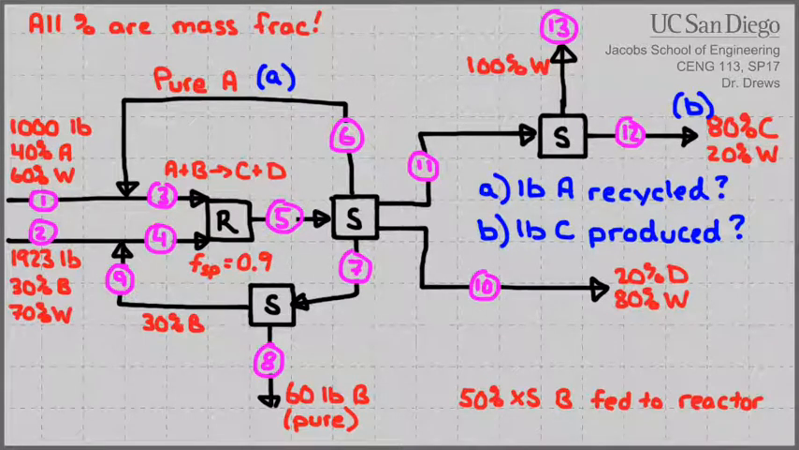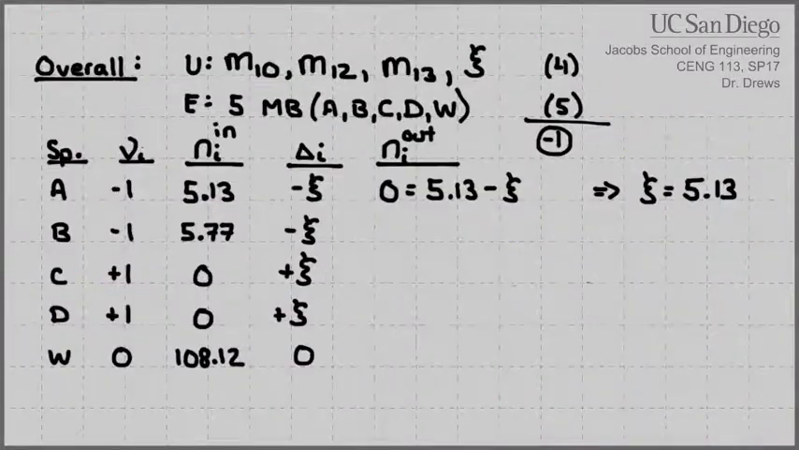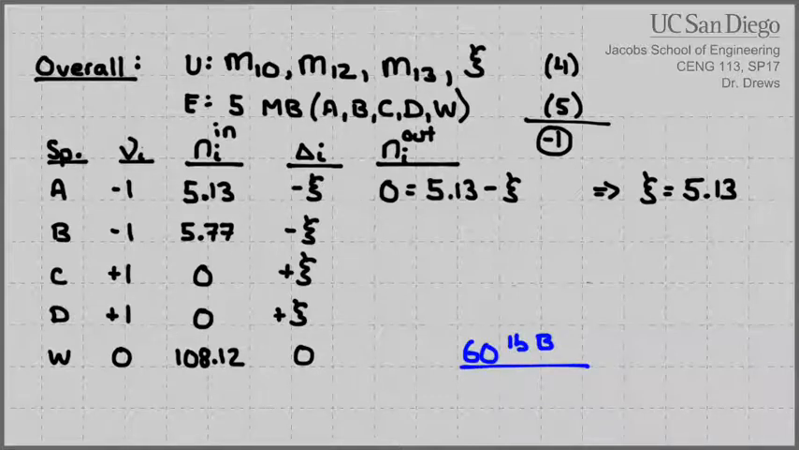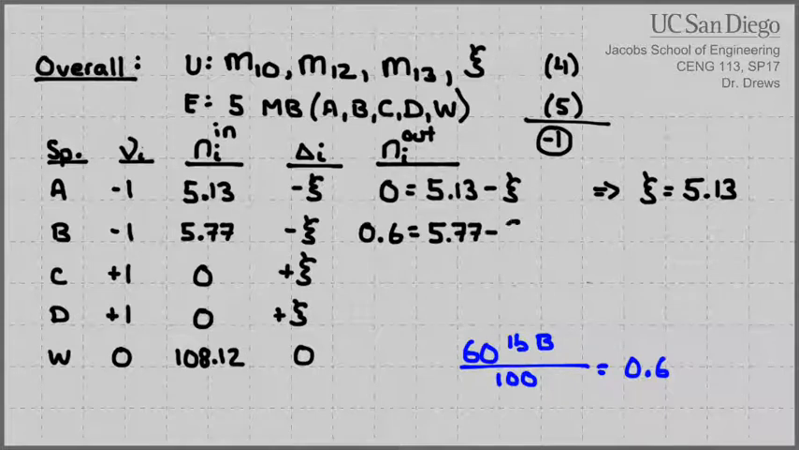If we look at the next one, moles of B coming out, flip back over to our drawing here, there are some moles of B coming out. Specifically, those moles of B coming out are down here in stream 8. And we know how much. It's 60 pounds of B. So if I do a quick unit conversion here, 60 pounds of B divided by the molar mass of B, which is 100, I'm getting out 0.6 pound moles of B, and so therefore I know this has to be 0.6, which also has to be equal to the moles of B coming in, which is 5.77, minus the extent of reaction squiggle.